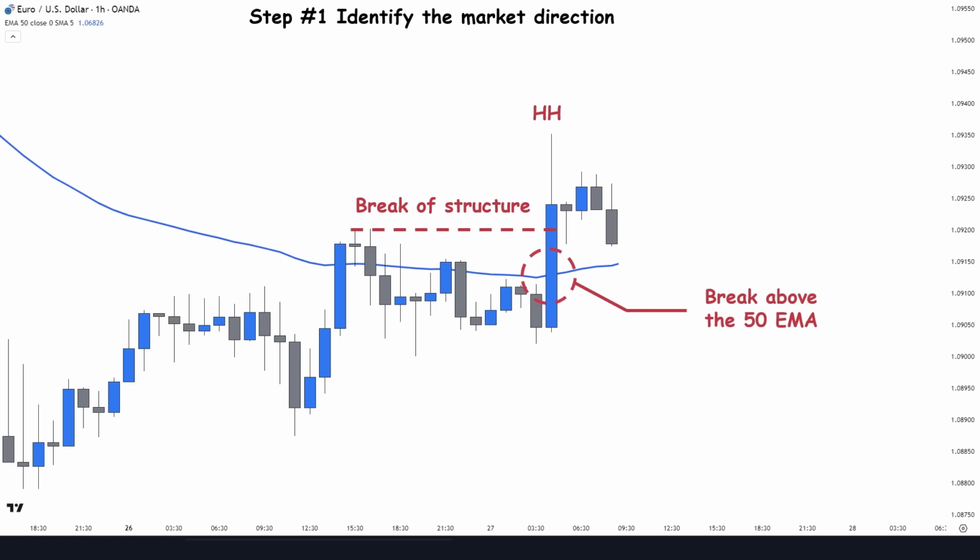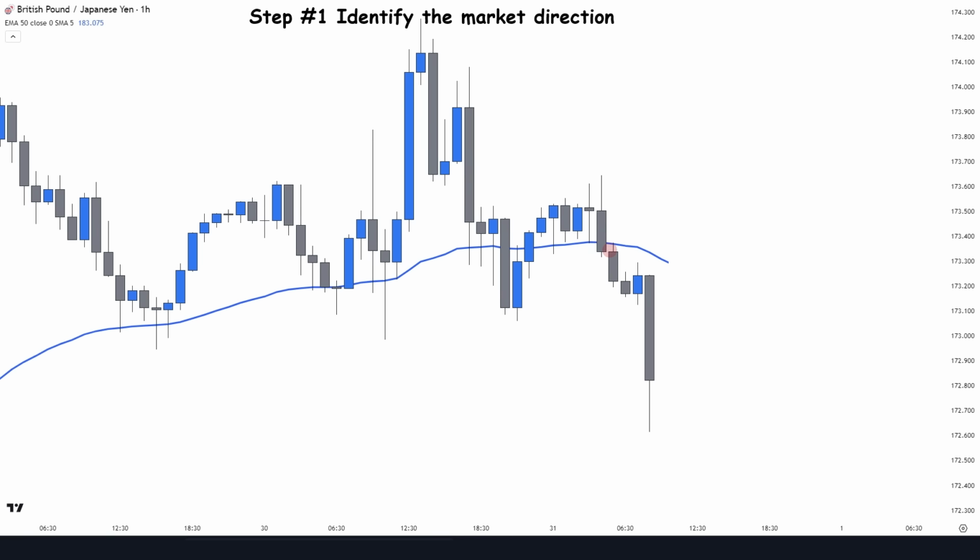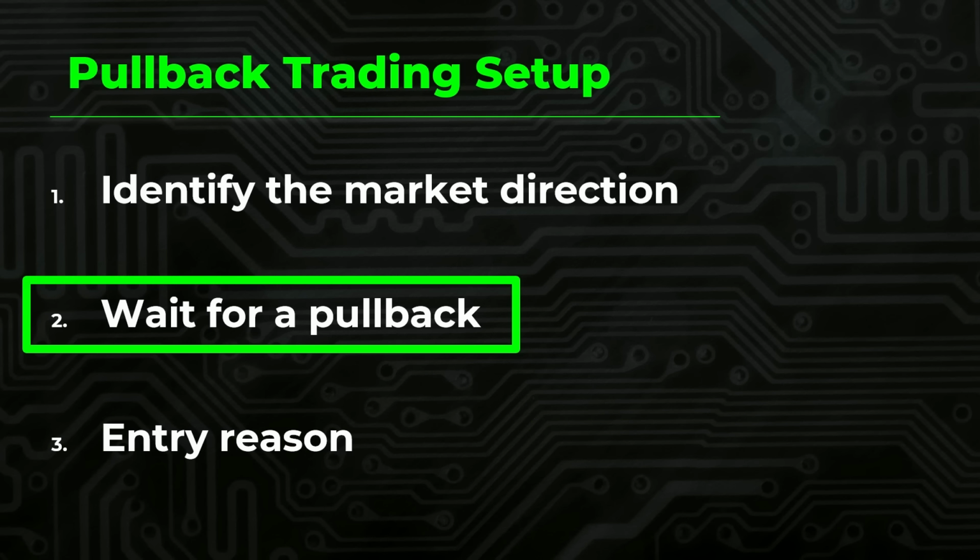Same thing for the bearish scenario. Here, the price has broken below the 50 EMA and the previous market structure, creating a new one. So, our direction is bearish, and we can look for short opportunities. Trading with the dominant trend will instantly improve your win rate and risk-to-reward ratio. Now that we know how to identify the market direction, let's continue with the second step: waiting for a pullback.